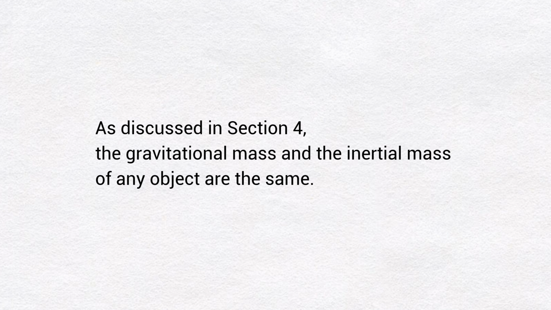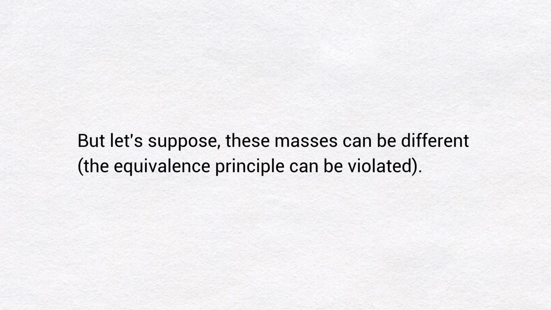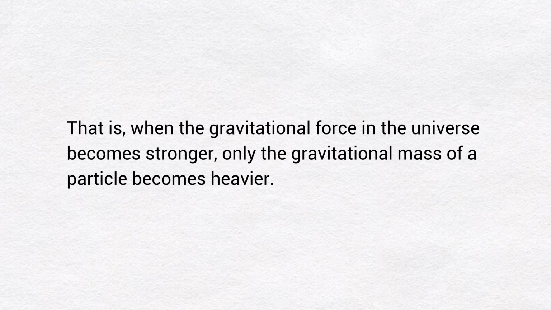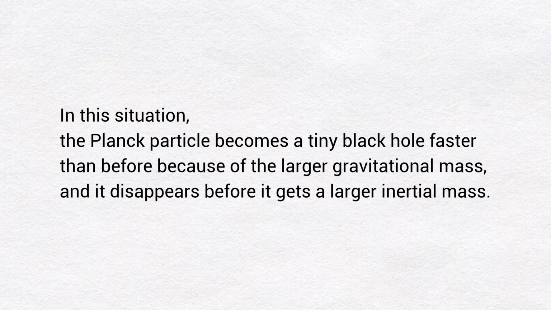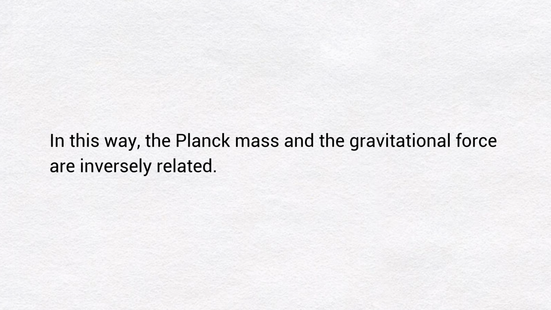As discussed in Section 4, the gravitational mass and the inertial mass of any object are the same, but let's suppose these masses can be different. The equivalence principle can be violated. That is, when the gravitational force in the universe becomes stronger, only the gravitational mass of a particle becomes heavier. In this situation, the Planck particle becomes a tiny black hole faster than before, because of the larger gravitational mass, and it disappears before it gets a larger inertial mass. In this way, the Planck mass and the gravitational force are inversely related.